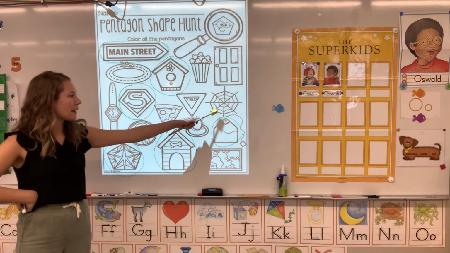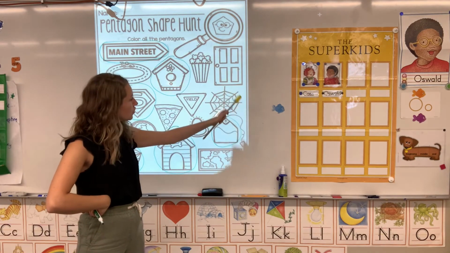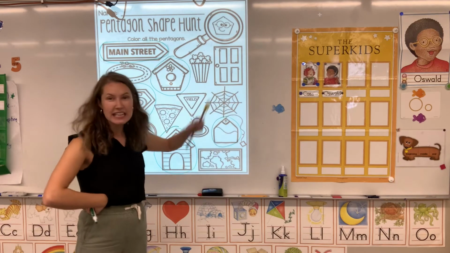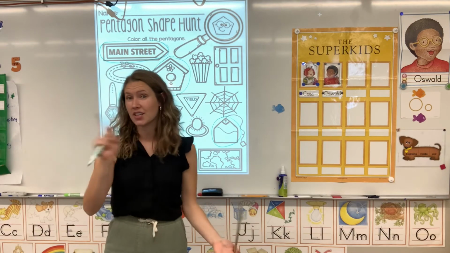What about this spider web? Let's count the sides on our spider web and check. 1, 2, 3, 4, 5, 6, 7, 8. Oh, that's too many. That's too many for a pentagon, so we're not going to circle that one.